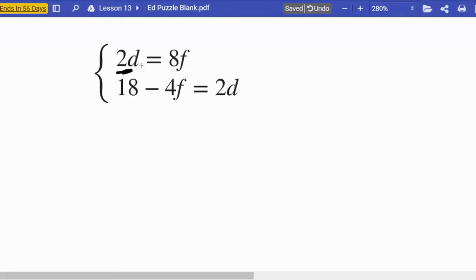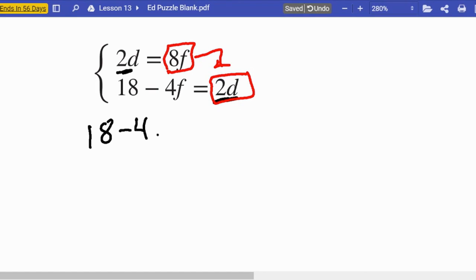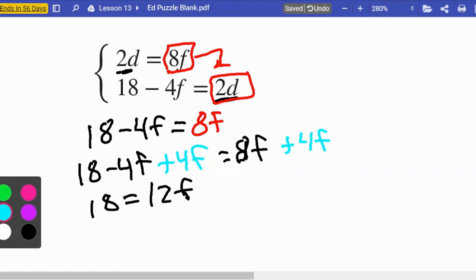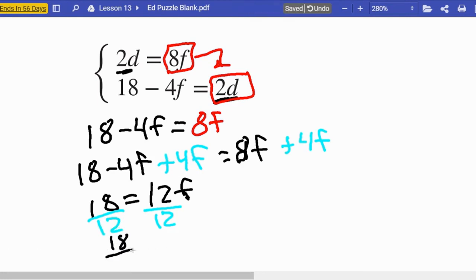With this, we notice we have a 2D in the top and a 2D in the bottom already. So we can take 8F, substitute in for 2D in the bottom. And that is going to look like this. Now we solve for F. So first we're going to add 4F to each side. Then we are going to divide by 12 on each side. So 18 over 12 is equal to F. So F is equal to 3/2.